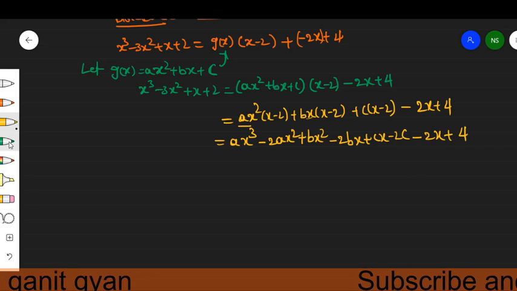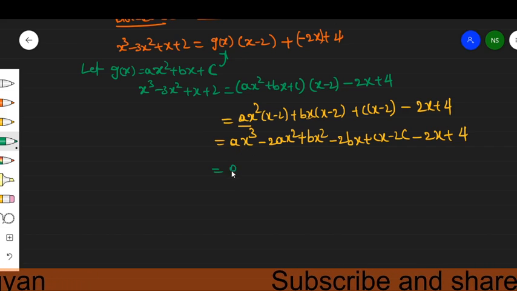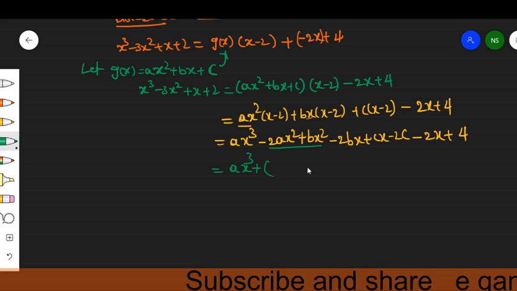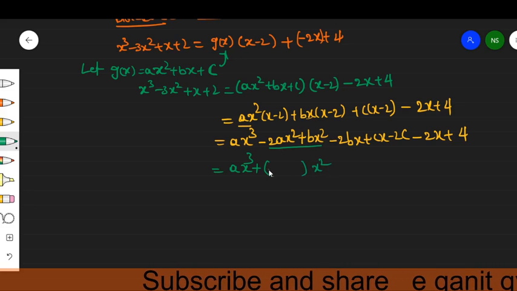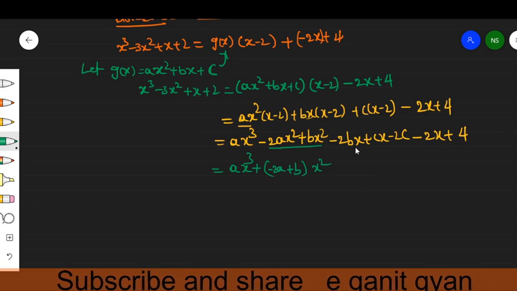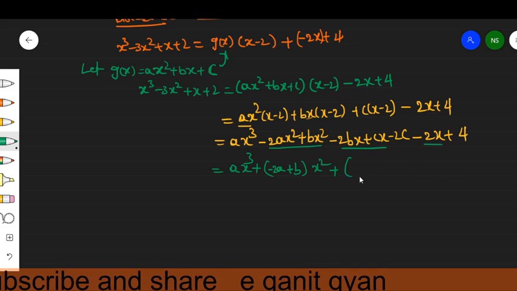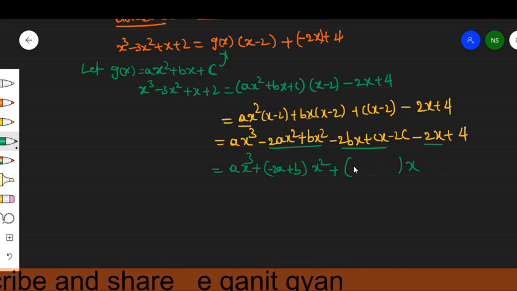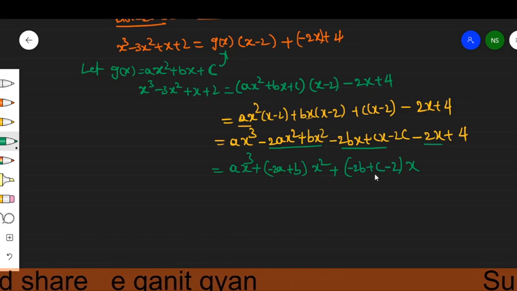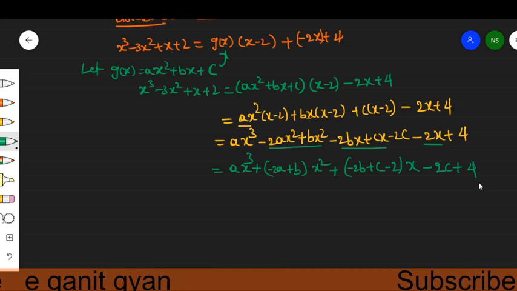Now I will write the like terms together. I have only one x cube term, I will write as it is. X square terms, I have two terms. From the two terms, if I take out x square common, here I will be left with minus 2a, here I will be left with plus b. Then I have x terms here, 3 terms. From the 3 terms, I will take out x common. Here I will be left with minus 2b, here plus c, here minus 2. Now the remaining constant terms as it is, I will write minus 2c plus 4.